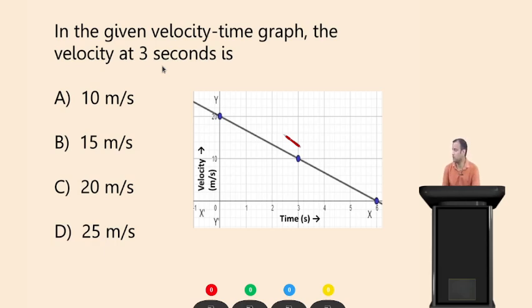So we have to check the velocity at 3 seconds. Now first look, where is 3 seconds? So this is time, this one, and this is 3 seconds. And if we connect this point to the line, so we get this point, and this represents 10 meter per second. This is our answer, A.